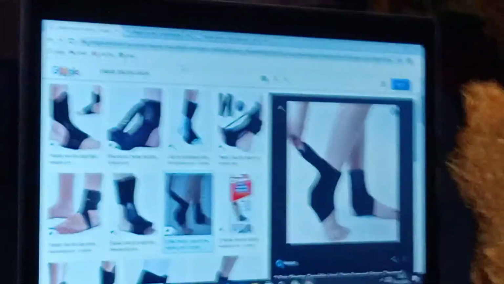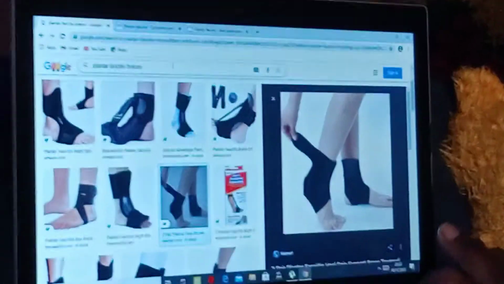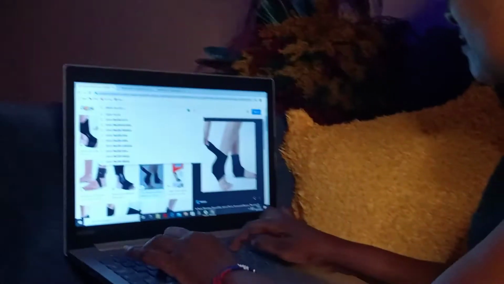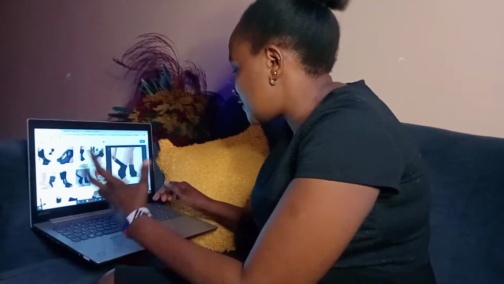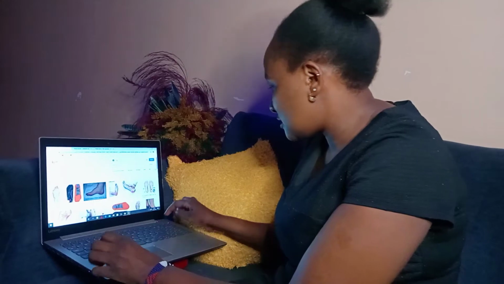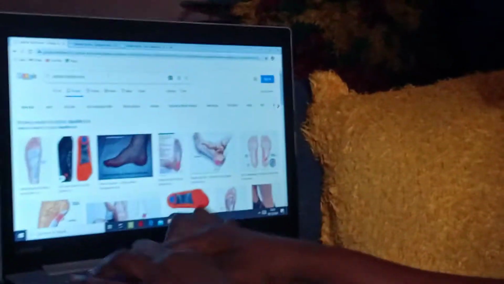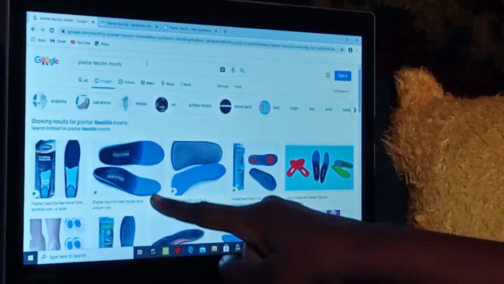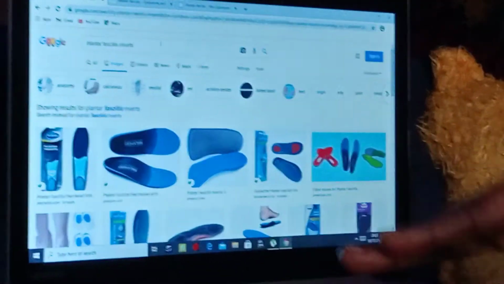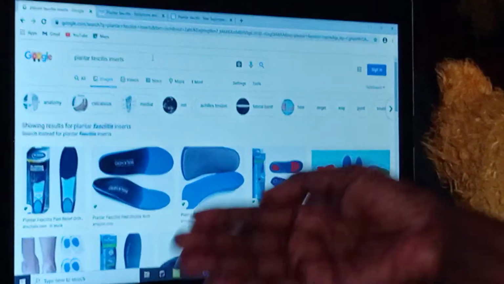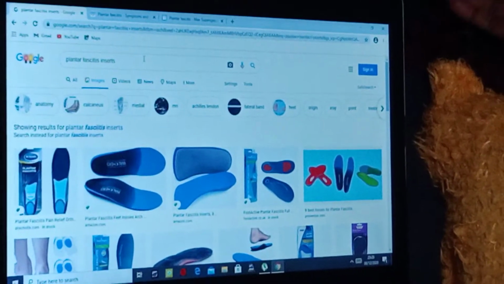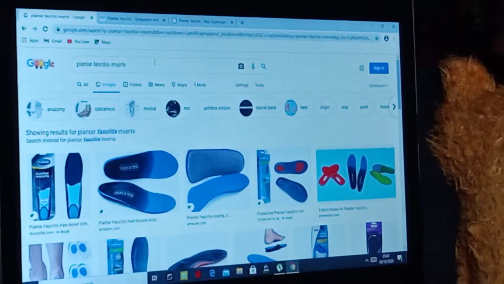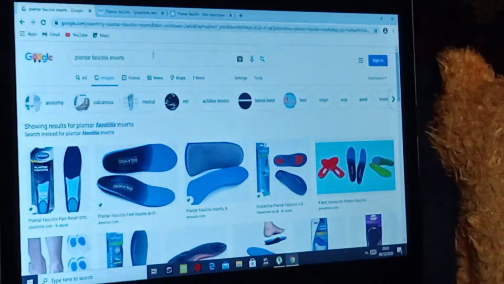So more to that, we can look at the inserts or the soles. These are simple soles fitting into your shoe. Let's call them inserts. You can see these are inserts, just simple. You can get them from a normal shop, from just a nearby shop. You buy and insert them into your shoe.